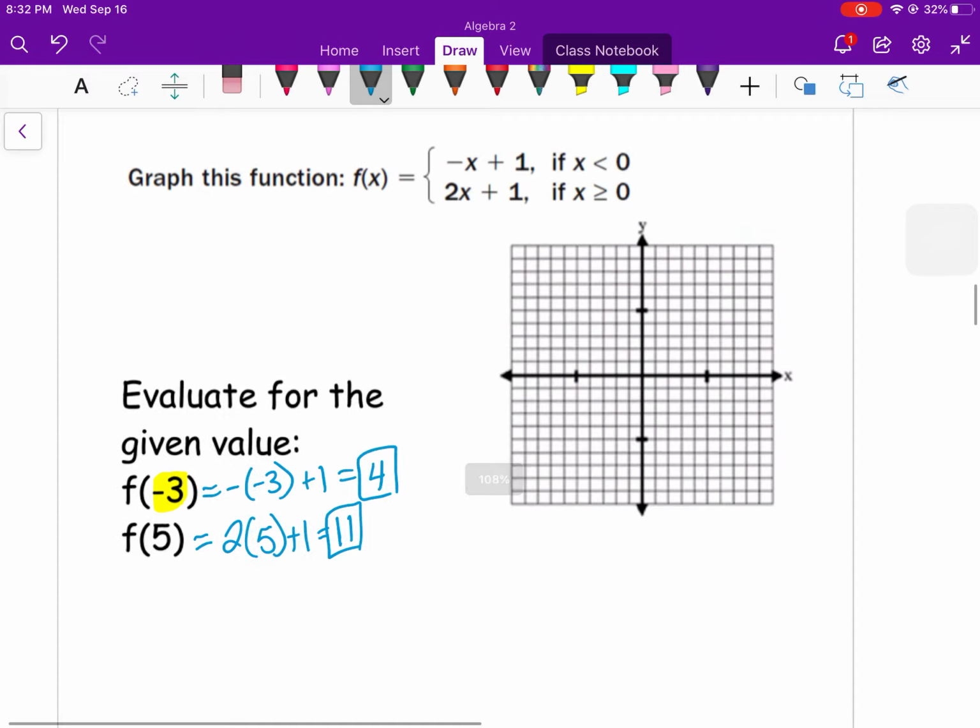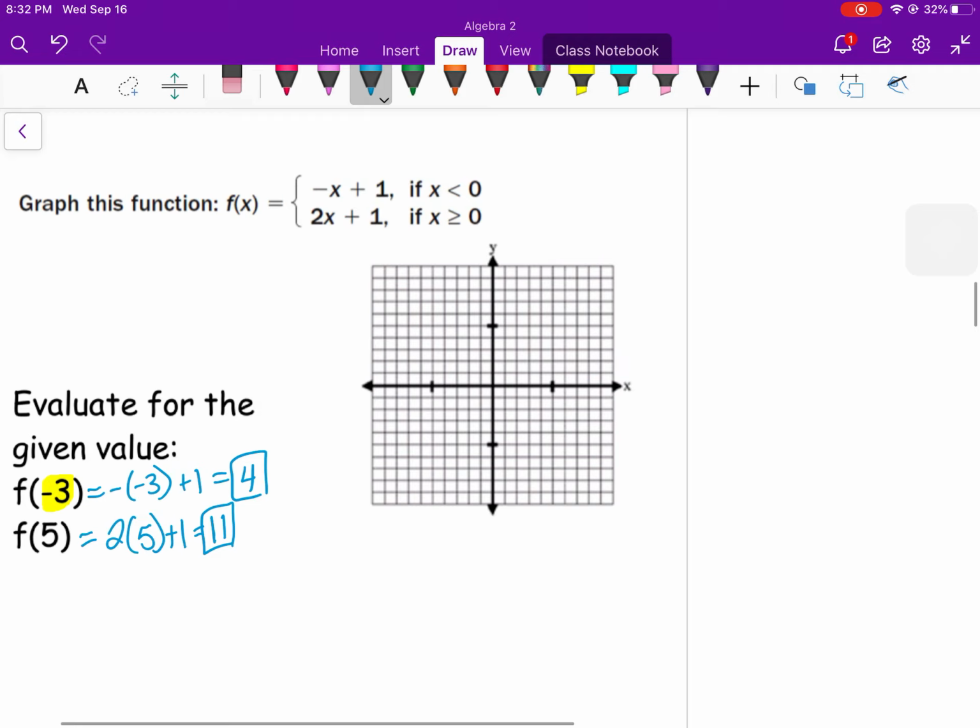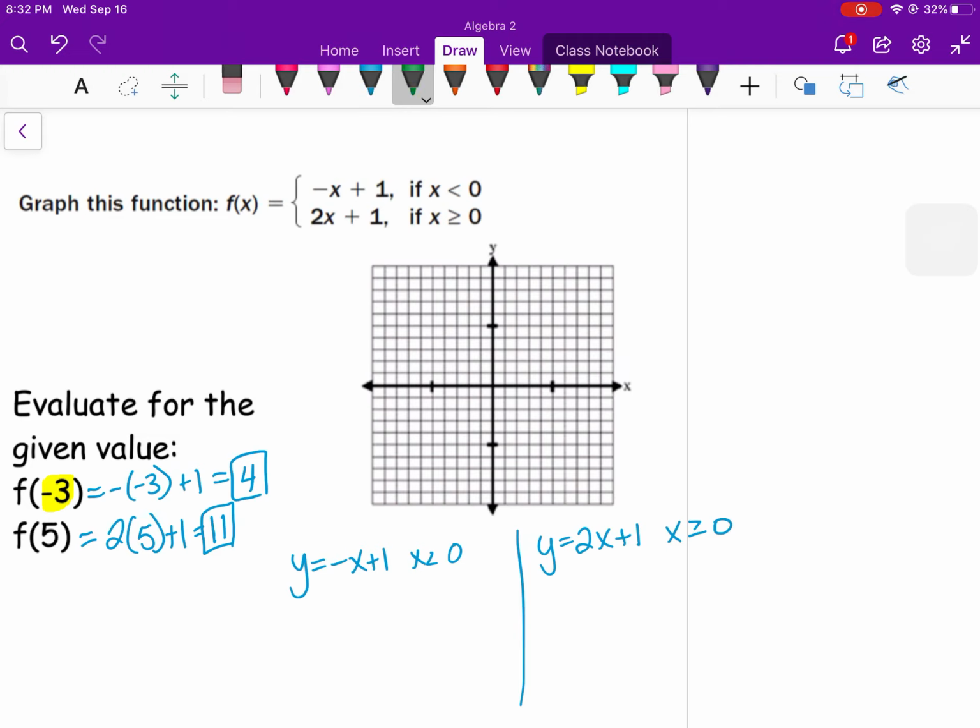To graph it, I used a table of values. So I said that this is how I would do it. We're going to graph y equals -x plus 1 if x is less than 0. And then we're going to graph y equals 2x plus 1 if x is greater than or equal to 0. I'm just going to make a table of values.